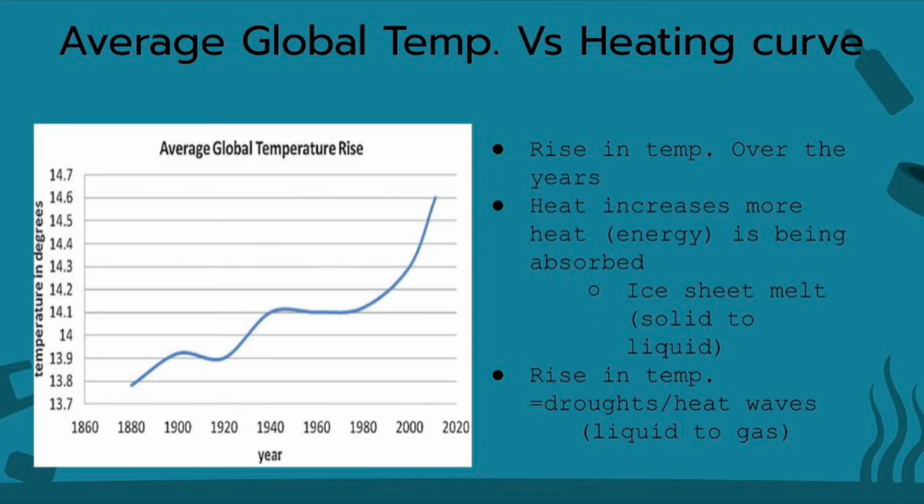Like I said, the solid to liquid, more heat, so it's melting the ice sheets, for example, which is a really big issue. And because the temperature is still increasing, that liquid that was melting is going to turn into water vapor, which is a gas, and it is going to create droughts and a bunch of heat waves. And it is very important to keep tracking all of this and how if the temperatures are increasing or not, because it affects the ecosystem, and it's just very good to know what's happening around us.